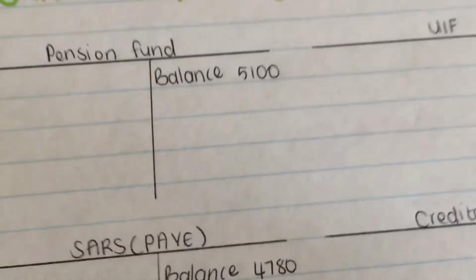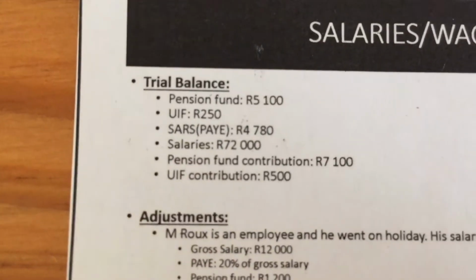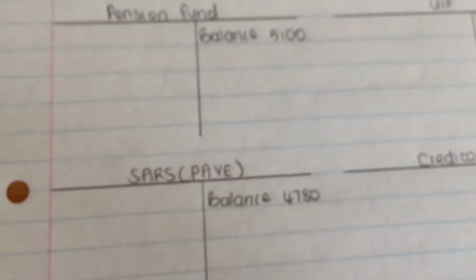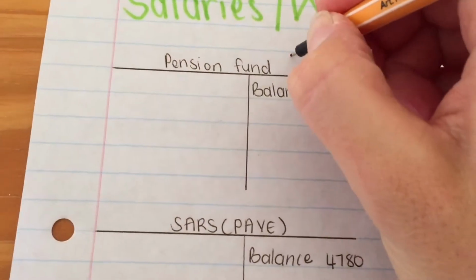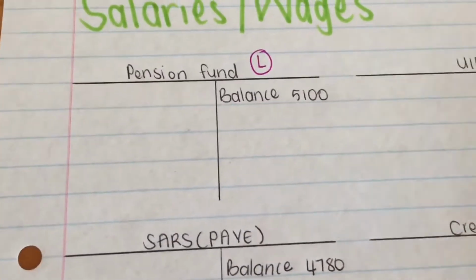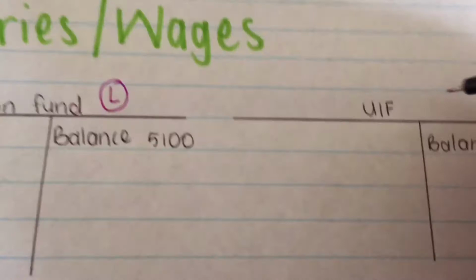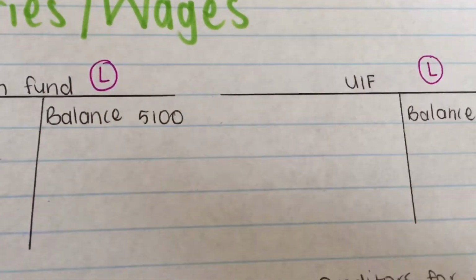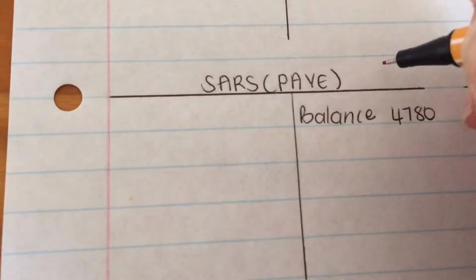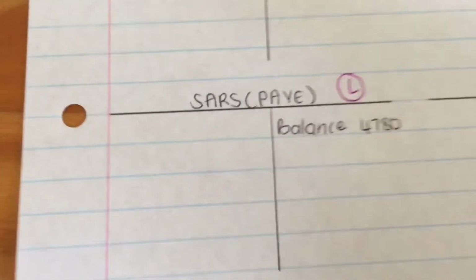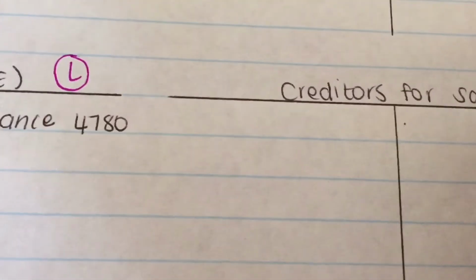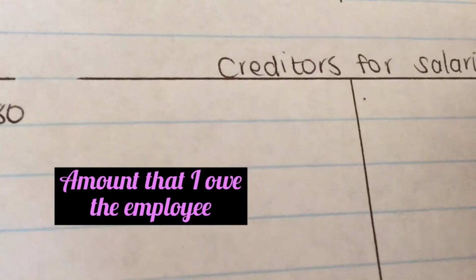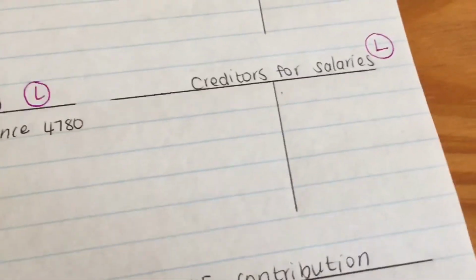So firstly, I've got all my accounts. So every single balance that I've got there is opened in an account. Firstly, you need to know that pension fund is a liability. I owe the money to the specific pension fund. UIF is also a liability. Then I've got SARS, pay as you earn. That's a liability. This is the only one that I don't have as a balance. Creditors for salaries, that's the amount that I owe my employee. That is also a liability.